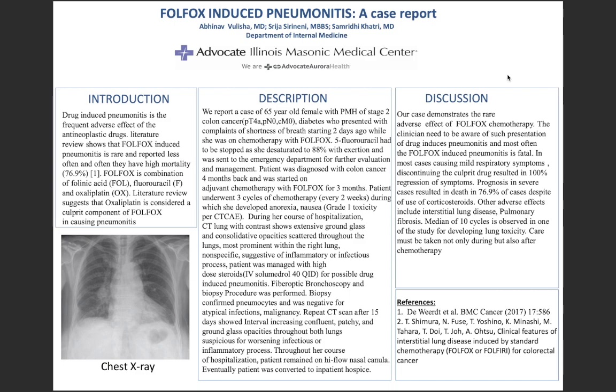As we all know, adverse effects are common for most of the cancer drugs, and pneumonitis is one such adverse effect. But literature review shows that Folfox induced pneumonitis is rare and reported less often. And when they have, the mortality rate is really high, which goes up to like 76.9%. We have such a case over here.